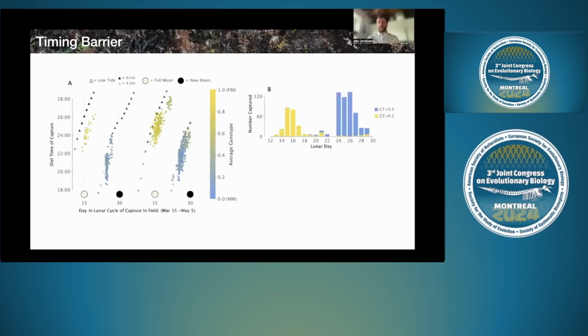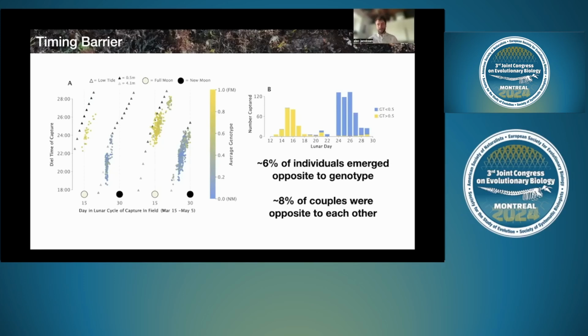So to further quantify the gene flow that's taking place, we classified individuals based on their genotype into either full moon or new moon. So if their genotype was greater than 0.5, they're considered full moon. If it was less than 0.5, they're considered new moon. And we found that about 6% of the individuals that we caught emerged opposite to their expected genotype. So these are individuals that were genotypically new moon that would come out during full moon or vice versa. And then to look at this on the couple level, we found that about 8% of couples were actually of opposite genotype to each other.